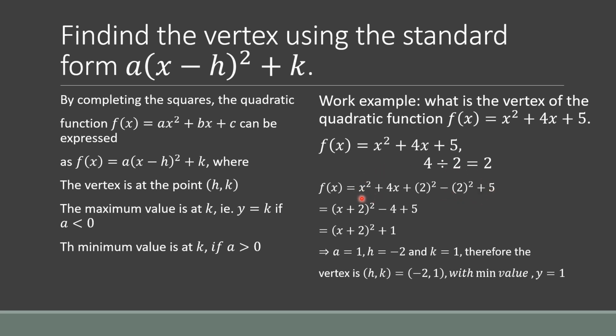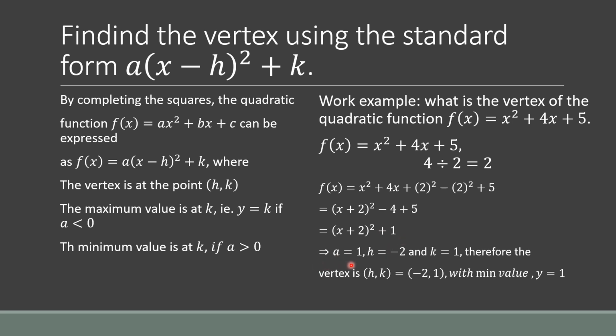So how do we create a perfect square? We create a perfect square using this x and the 2 that we have here. So (x plus 2) all squared will represent everything at this section. And we find the value of this 2 squared, that will be 4, plus 5. When you simplify, you end up getting (x plus 2) all squared plus 1.